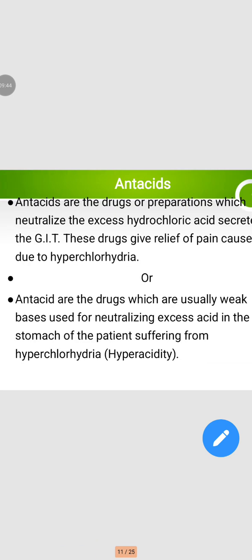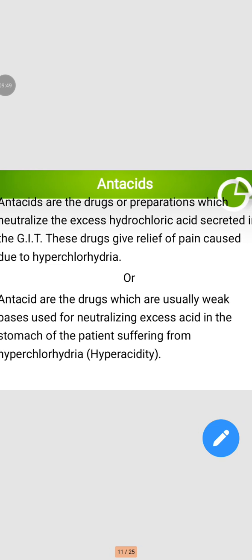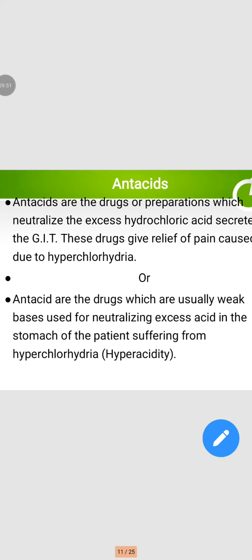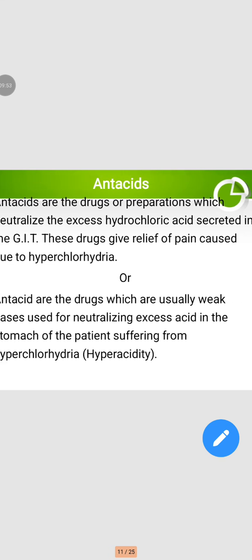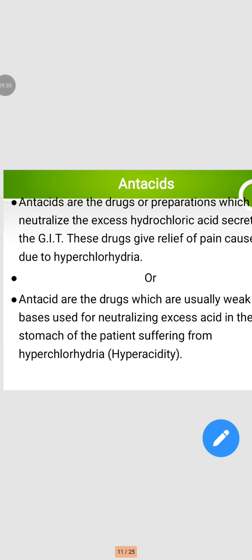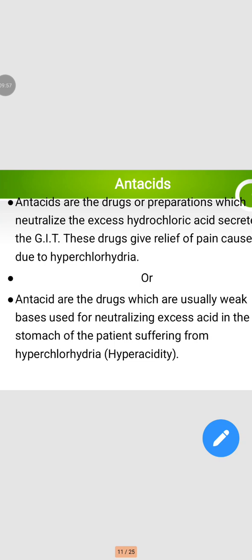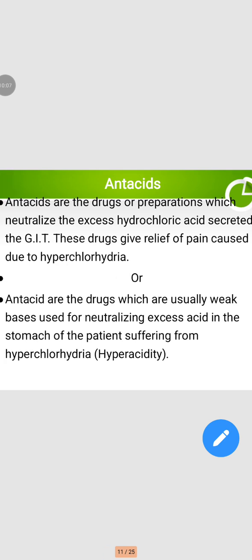Then the next topic is antacid. Antacids are the drugs or preparations which neutralize the excess hydrochloric acid secreted in the gastrointestinal tract. These drugs give relief of pain caused due to hyperchlorhydria.